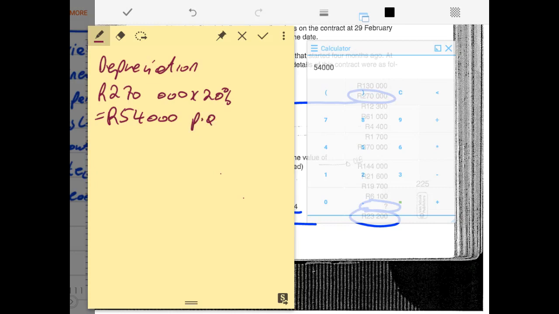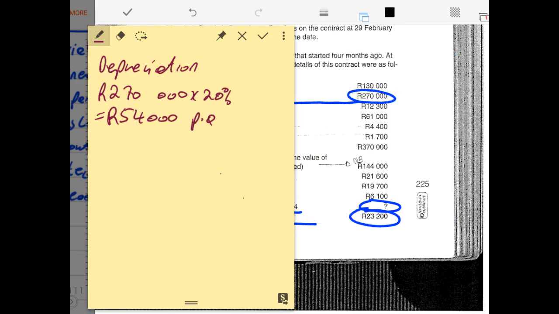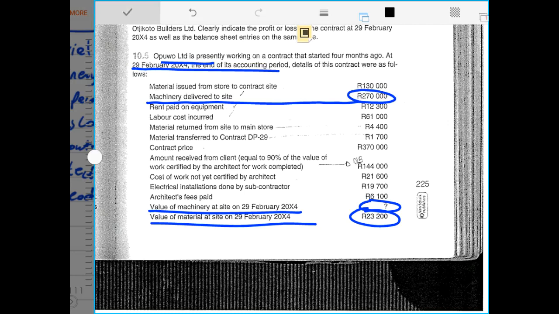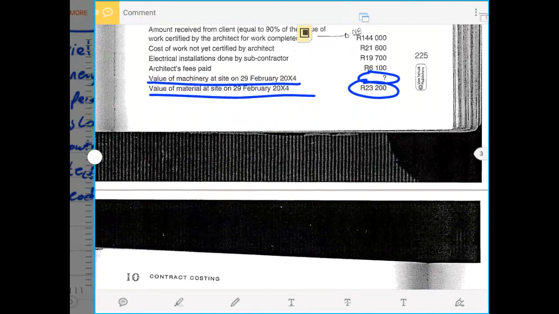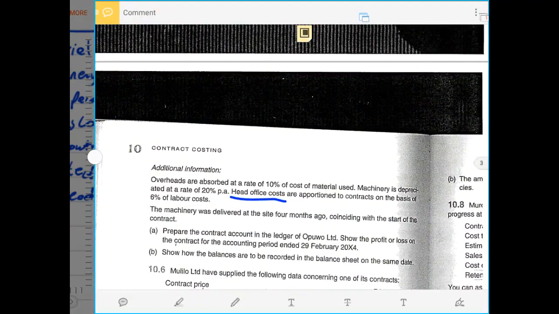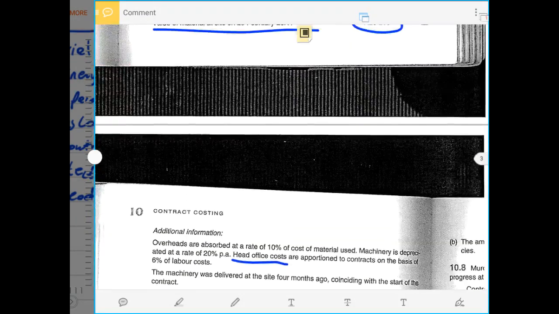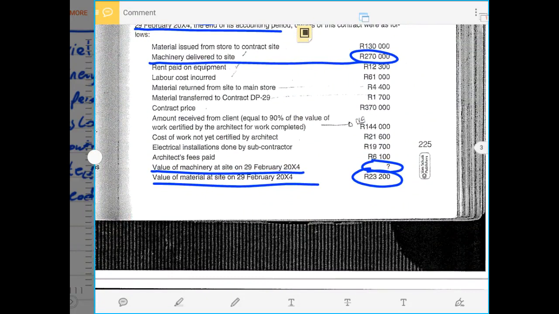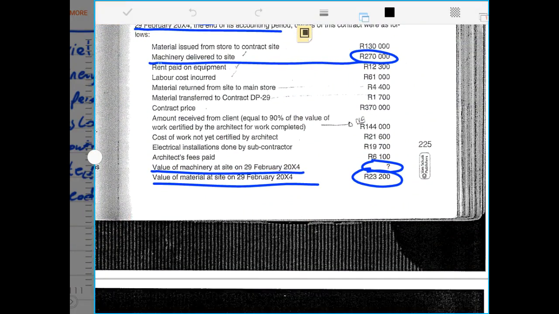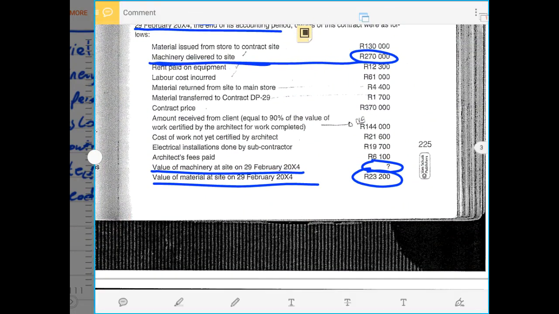So now we are not looking for the depreciation per annum, we are looking for the depreciation only for 4 months, because I think it was stated that this contract was only for 4 months. Let us check. The machine was brought in the business. The date is not stated. When was it brought in the business? We don't know the date.